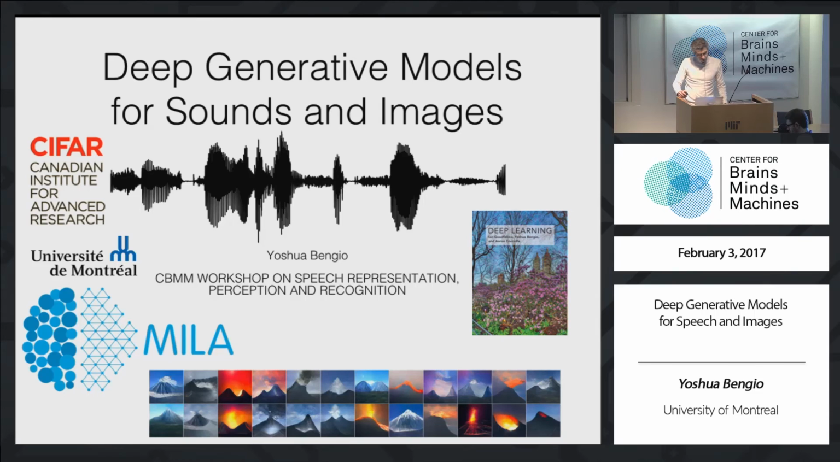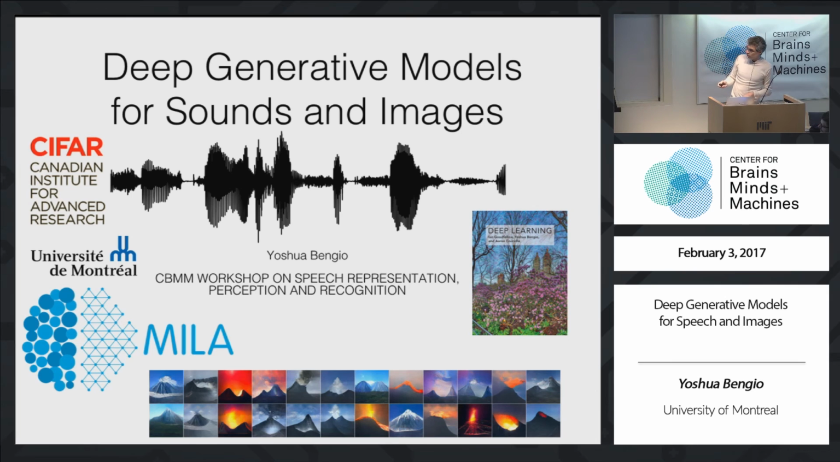Today I'll skim over some recent work regarding deep generative models, especially for sounds and speech, but I'll say a few words about some of the new things we're doing with images. You're seeing here some of the generated sounds and images. These are pretty impressive. These models were trained to generate images from any of the 1,000 categories from ImageNet.